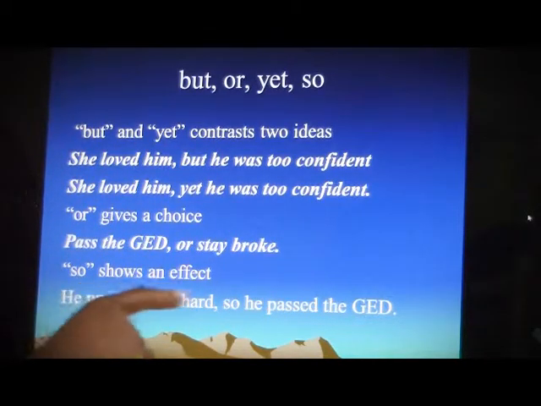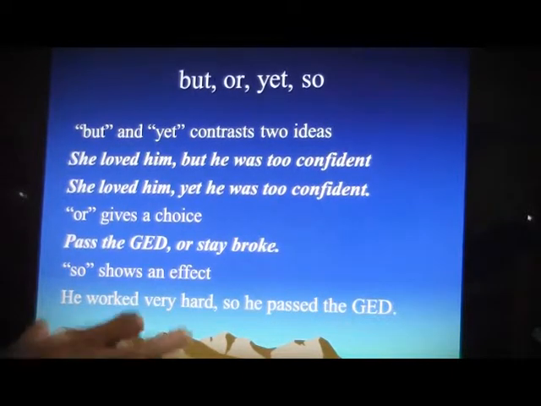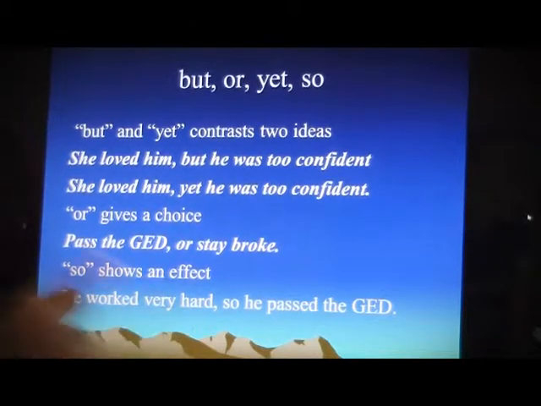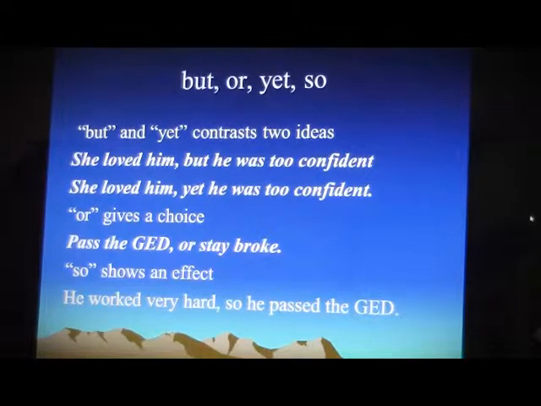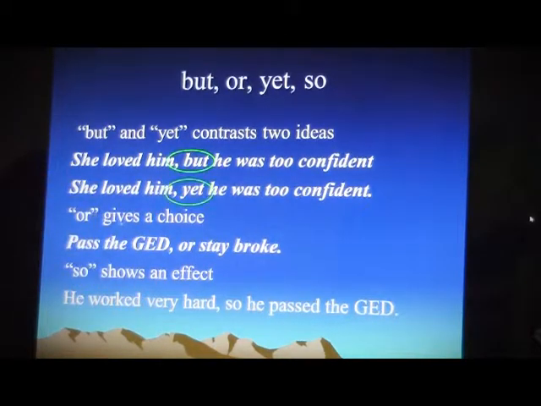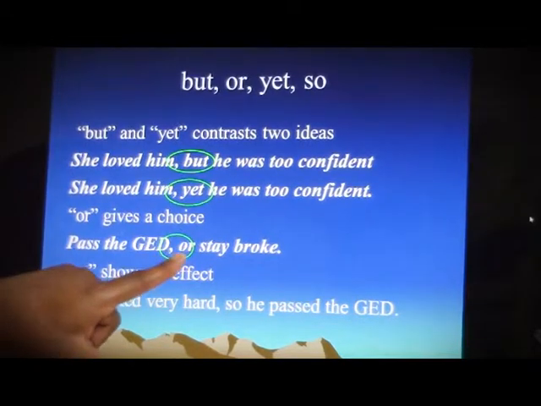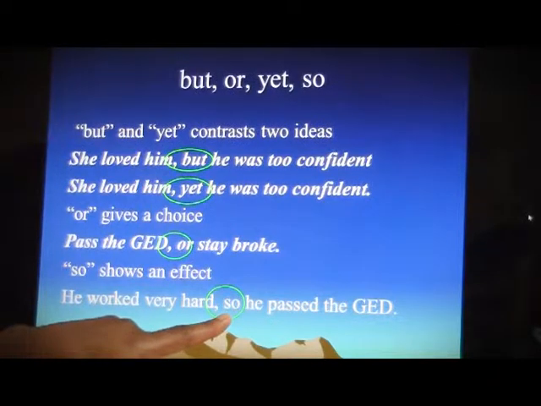So, the word so shows an effect. It's kind of like therefore. He worked very hard, so he passed the GED. His passing the GED was contingent upon the fact that he was working very hard. Contingent is a big word for, that's what was necessary. Again, comma and the coordinating conjunction yet, comma and the coordinating conjunction or, comma and the coordinating conjunction so.